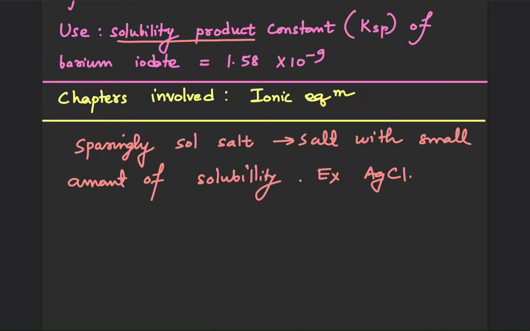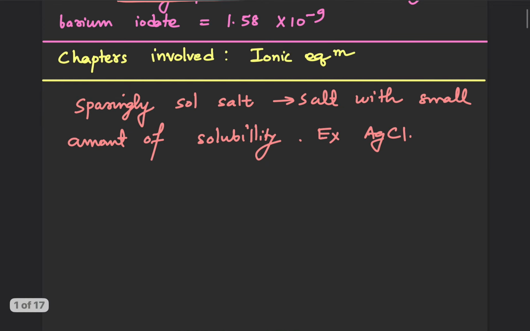Whatever little amount of salt dissolves, it gets completely dissociated into ions, right? So what I'm trying to say is, if you have a salt with very small amount of solubility, whatever little amount that goes into the solution, it completely dissociates into ions. So when a sparingly soluble salt is added to water, there is a dynamic equilibrium between undissolved solid salt and the ions which it furnishes in solution.